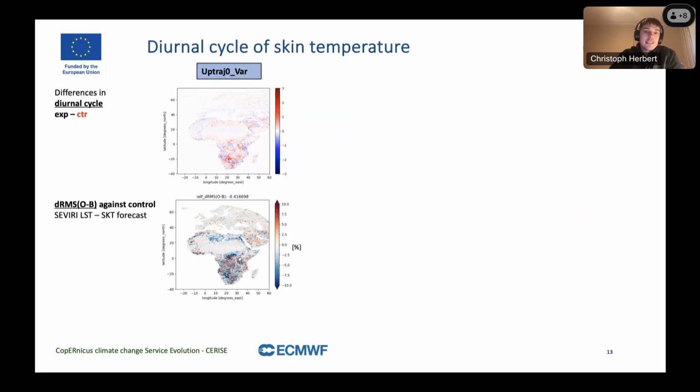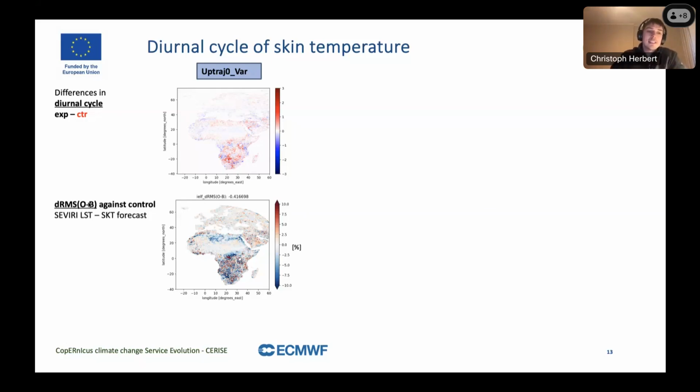Now looking at the diurnal cycle again, this was the control, which already showed an underestimated diurnal cycle. And now what happens when we increase the degree of coupling? In the first experiment, with the lowest degree of coupling, we actually don't have so much of a reduction in diurnal cycle. This is the experiment minus the control, so it's on top of the one which is already underestimated.